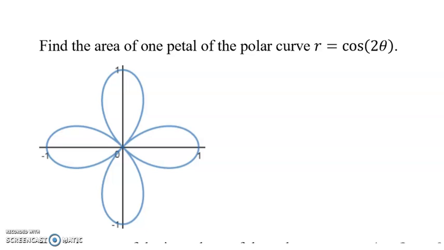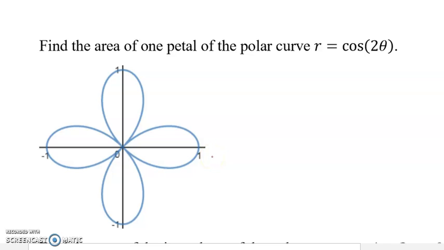The problem posed here is to find the area of one petal of the polar curve r equals cosine of 2 theta. So clearly we have 4 petals, we only want one of them. Some people might say, well, why not just integrate from 0 to 2 pi and divide the answer by 4? Well, that might work. We would have to double check and make sure that theta going from 0 to 2 pi is actually going to trace out the curve once.